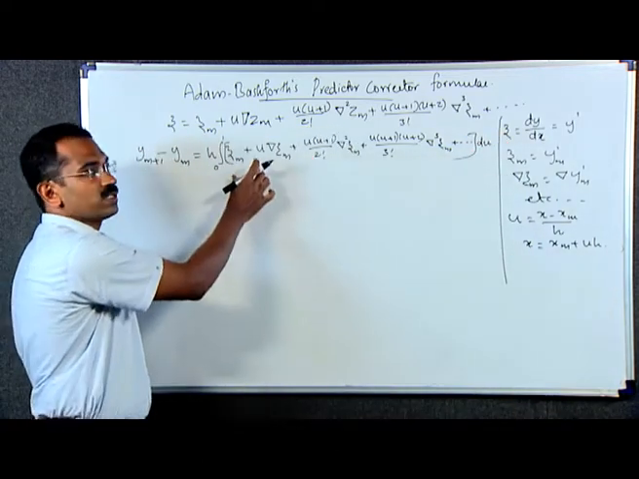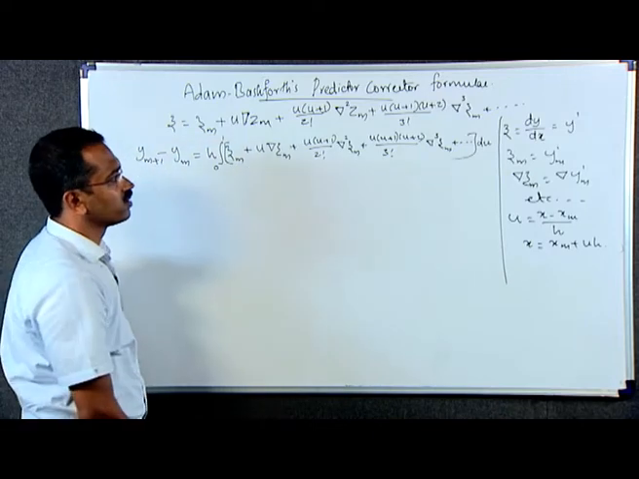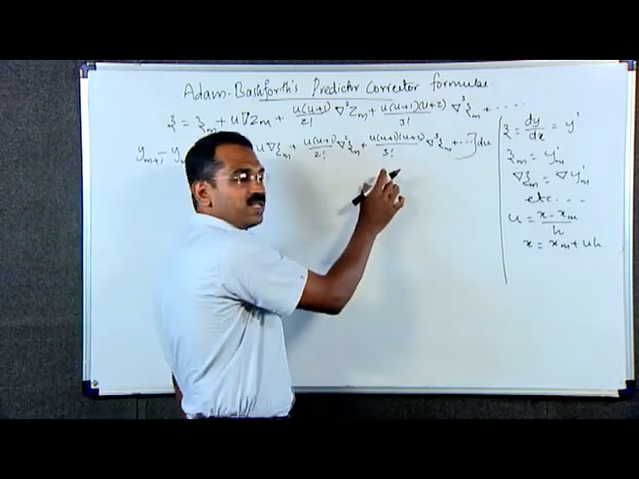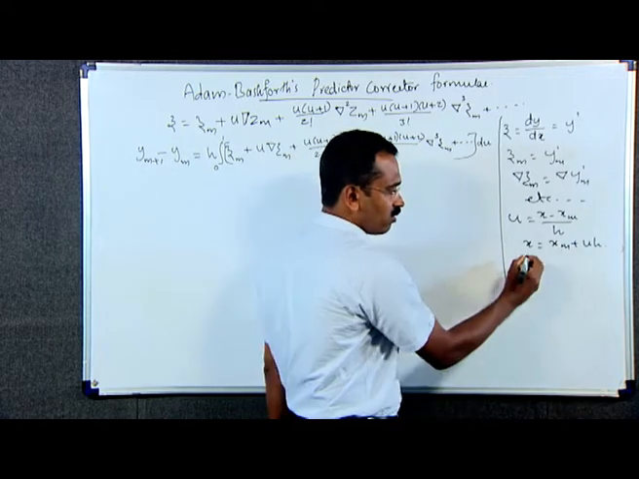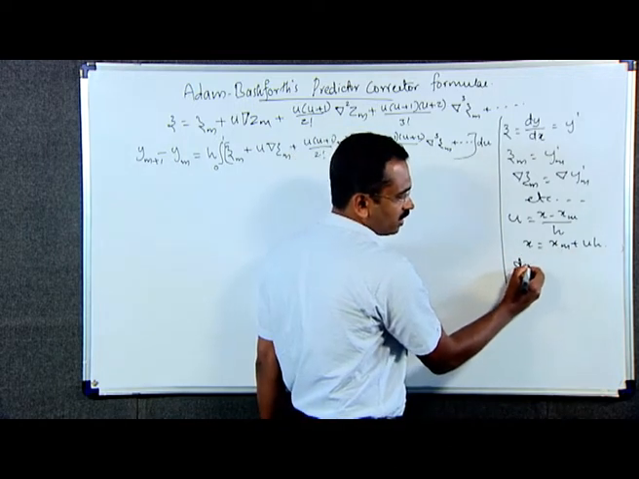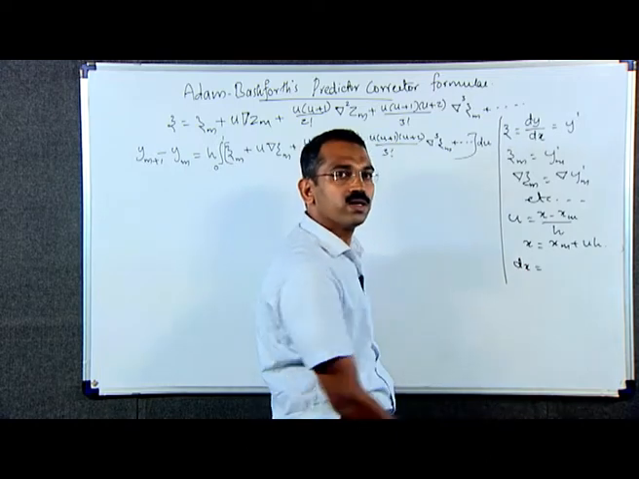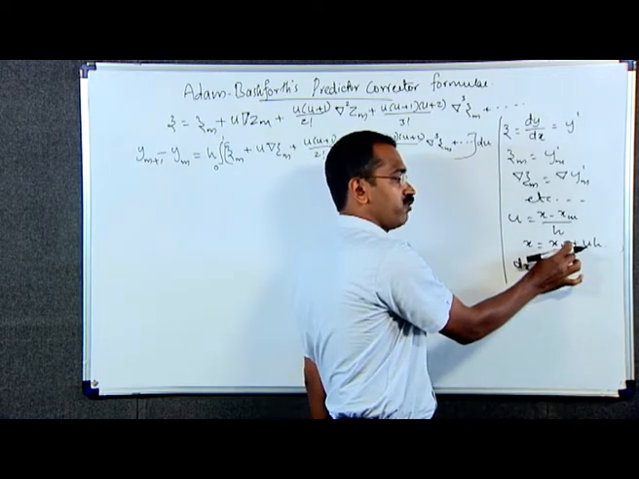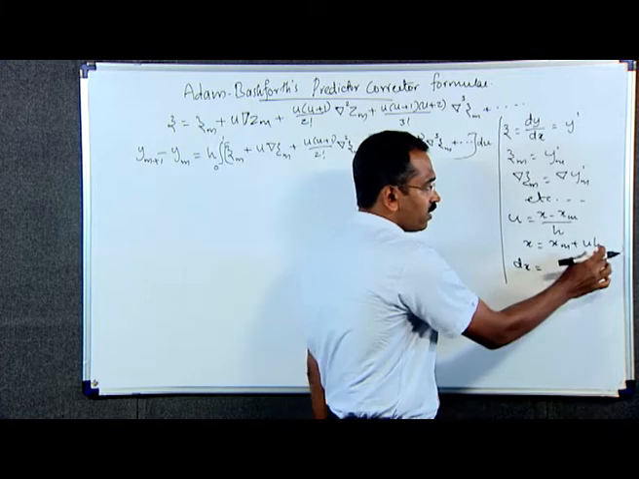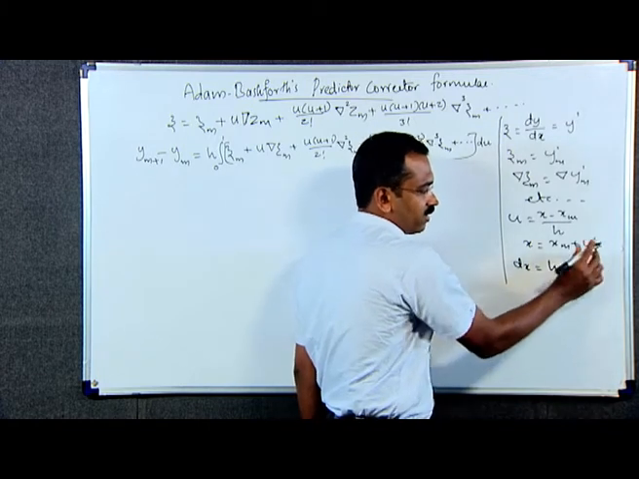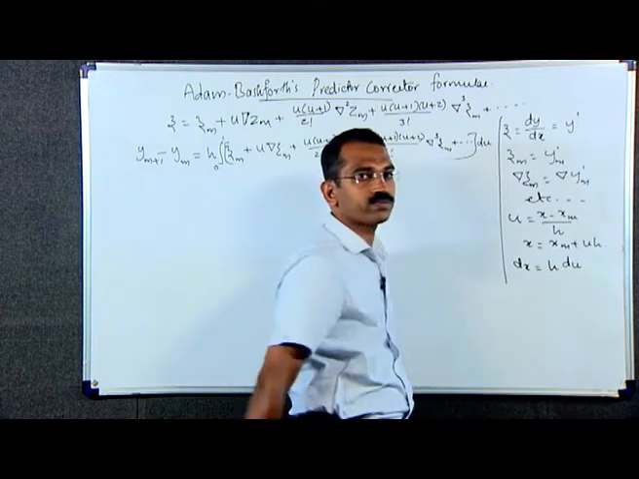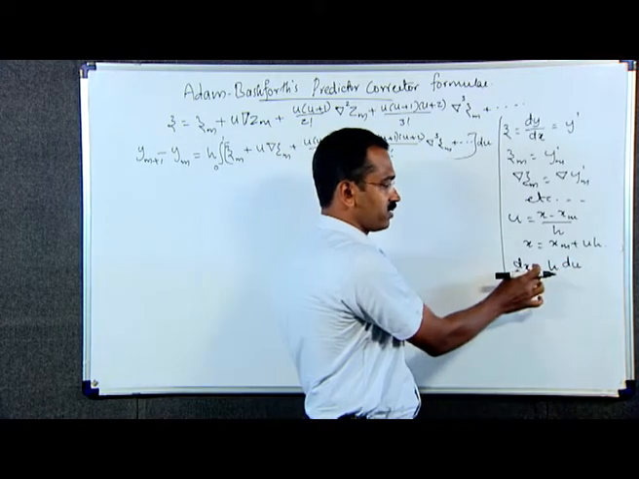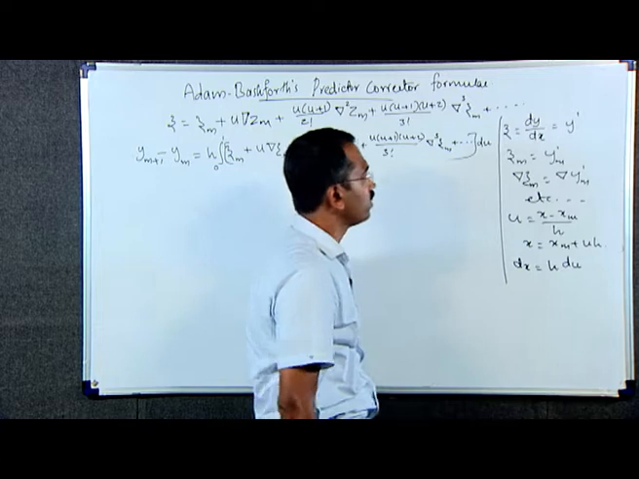Here the integration is with respect to x. Therefore, we can write dx as follows. Here x is equal to xm plus uh. If we differentiate, xm is a constant, therefore the derivative of xm is 0. H is again a constant, and the derivative of u is du. That is, dx is equal to h into du.